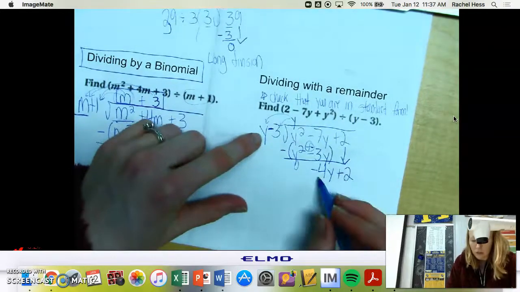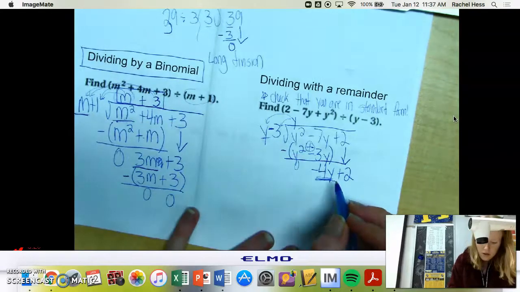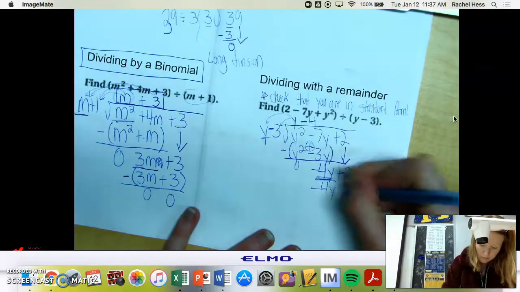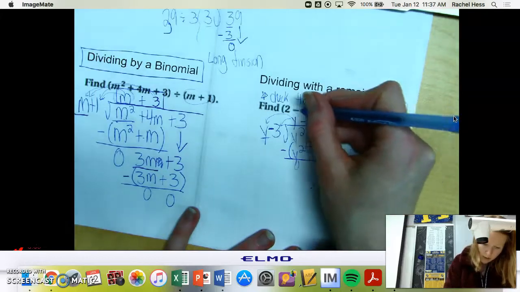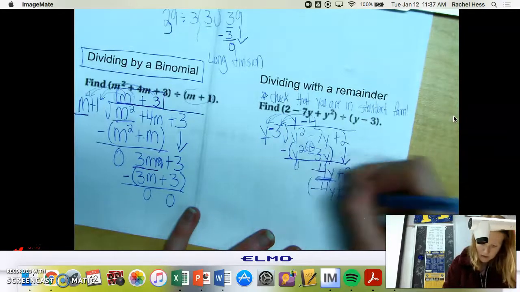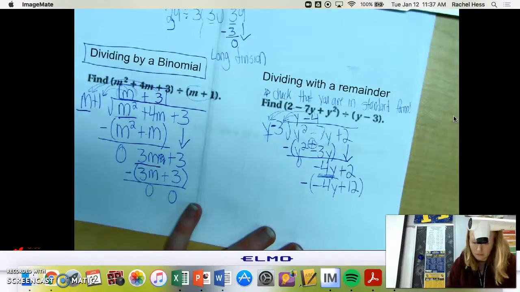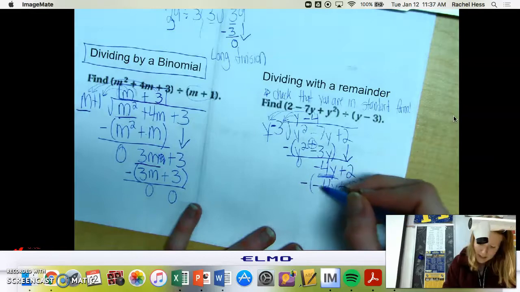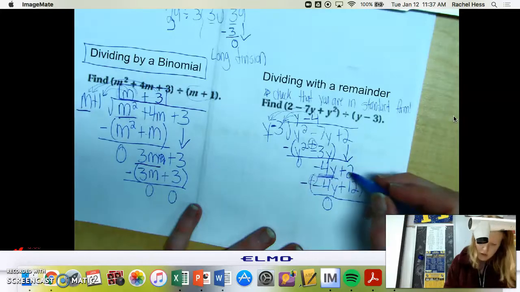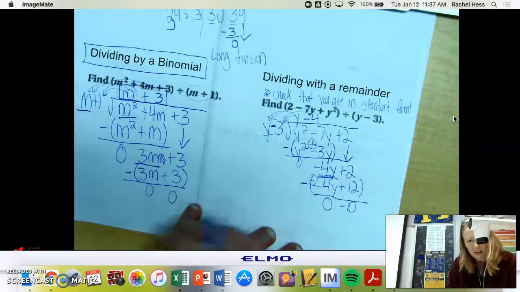Once you've dropped down your next term, the same process applies. My goal is to get the y and the negative 4y to match. So y times negative 4 would give me negative 4y. But when I give the y the negative 4, I also have to do negative 4 times negative 3 is a positive 12. And then I'm going to subtract. Negative 4y minus negative 4y, well, that would give me 0, right? This would turn to a plus. 2 minus 12 would give me negative 10. There's nothing left to drop down, and there's not much left to do.